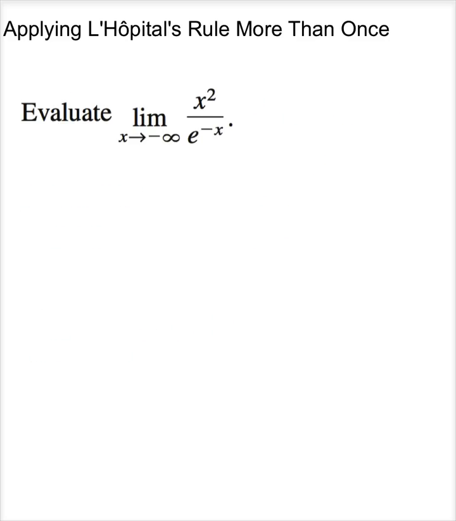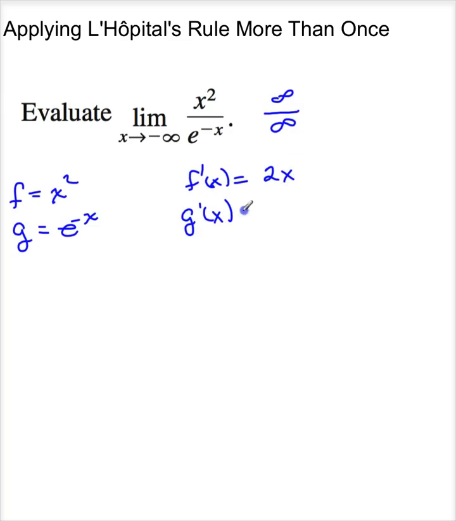Now you may need to apply L'Hopital more than once, and that's okay. As x approaches negative infinity, this goes to positive infinity, and this goes to positive infinity as well. All right. We know we can apply L'Hopital, so I'm going to let f equal x squared, and g equal e to the negative x. So f prime is 2x, g prime is minus e to the minus x.